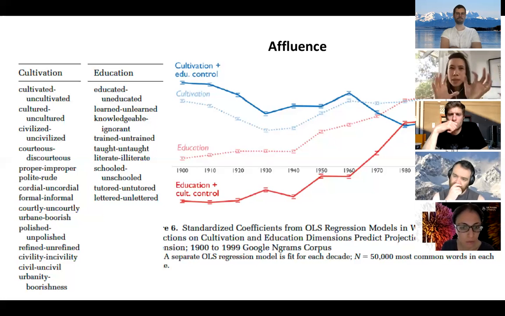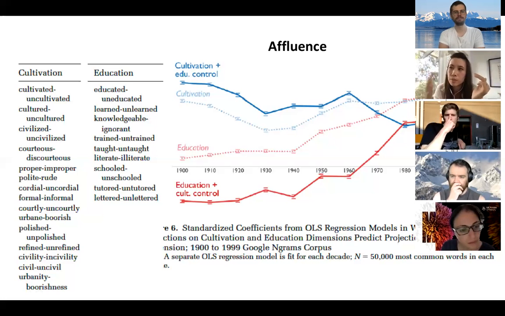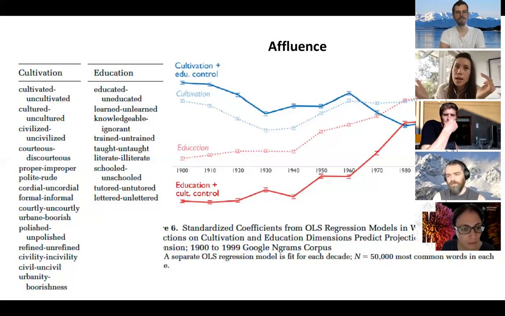I have to say it's a little bit light in detail on exactly the regression that they run. They don't have a table or anything, they've just got this plot. But I assume that the dotted red line is the coefficient on the correlation between education and affluence. And then the solid red line is the coefficient once you also include the cultivation dimension as an additional regressor. And what's interesting is that if you control, if you like, for cultivation in this way, you can see that prior to 1960, the coefficient on education is actually negative.